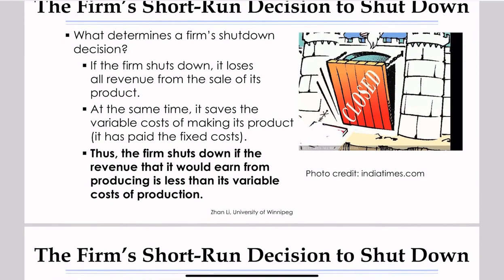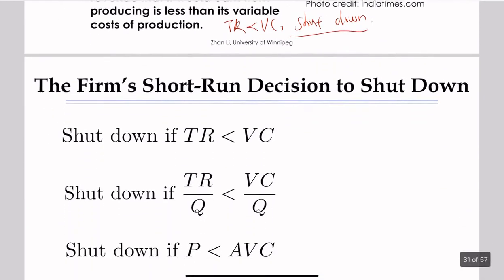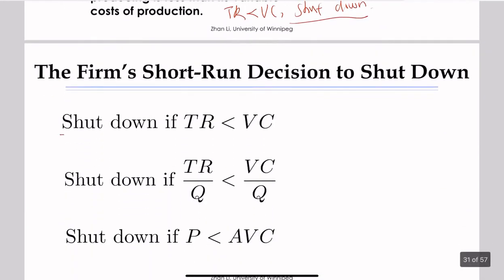So essentially, you can see that the result is: if total revenue is smaller than variable cost, then the firm should shut down, right? So this is our result on when a firm should shut down. And now you can see that this result can be further manipulated mathematically.